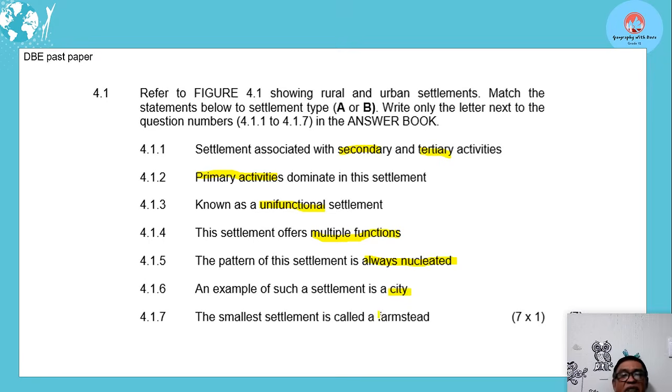Clearly, urban area A. Has the smallest settlement called a farmstead. That is B, which is your rural area. So we can work out answers also. Learners, I hope this will benefit you. I made some clear descriptions here. Remember, you have to apply the concepts. You keep well, enjoy your day.